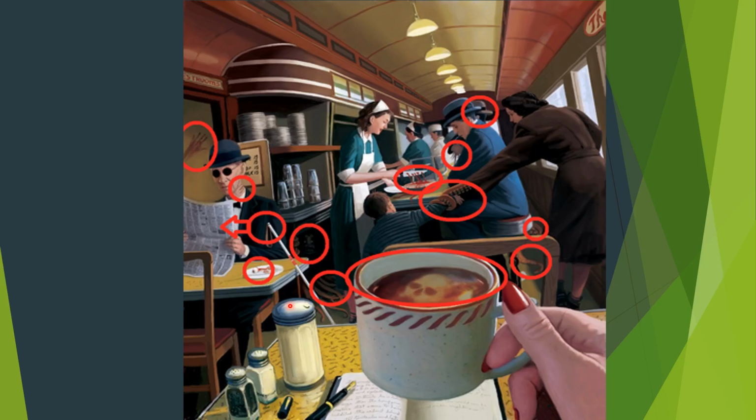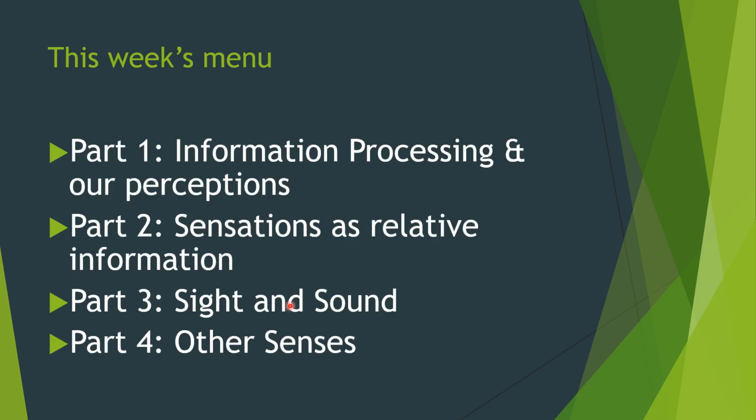So let's go ahead and start the chapter. This week we're going to take a look at 4 different parts of information. First, the information processing, basically how do we work with information, and our perceptions. Second will be sensations as relative information. Third, sight and sound. Finally, other senses. And these will make a lot more sense as we go on.